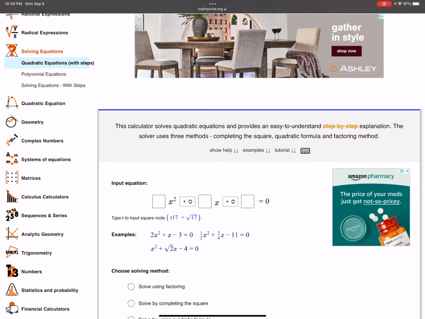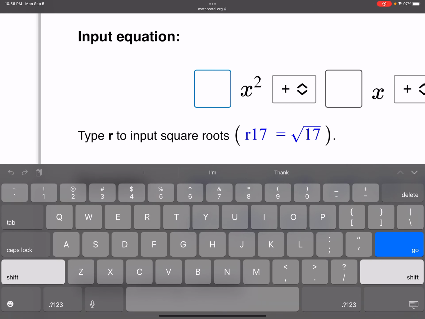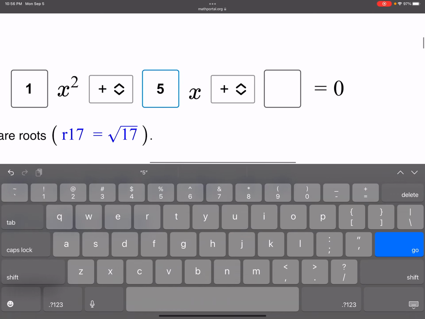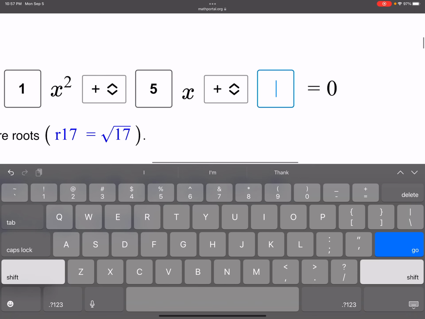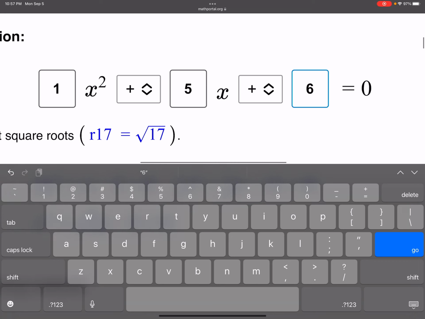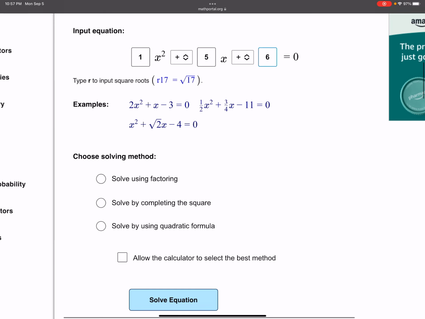Okay, we're going to input our equation. So remember, we had a positive x squared. You have to give it a coefficient. So 1x squared plus 5x. So I'm just typing in the coefficients. Plus, here's baby c, and that was 6. So I just got that out of the book, and I typed it in there. And then I'm going to tell it to solve.